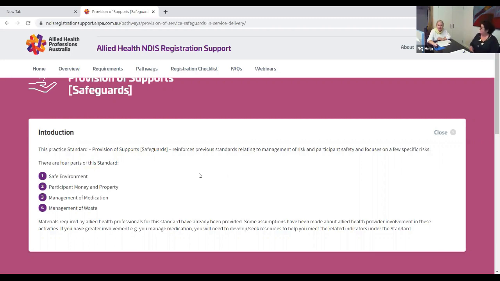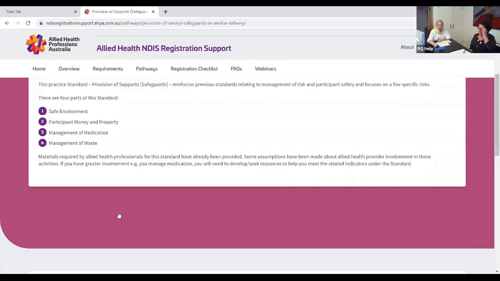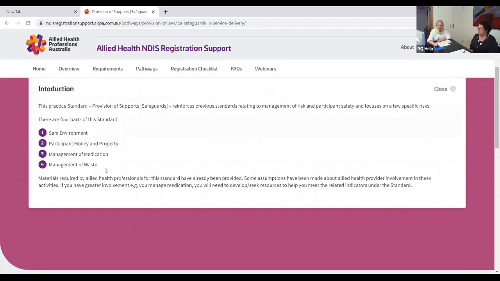Okay, so Jen, there's 4 substandards. Yep. So you'll see them here, 1, 2, 3, 4. Do you want to just talk us through those, Jen? Yeah. So there are 4. So safe environment, participant money and property, management of medication, and management of waste.